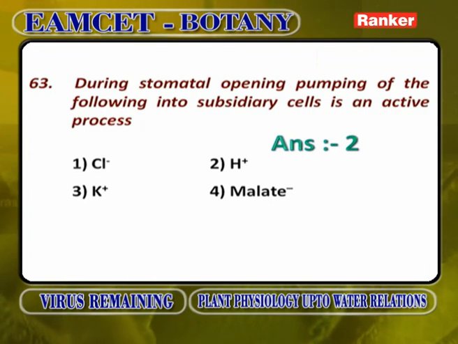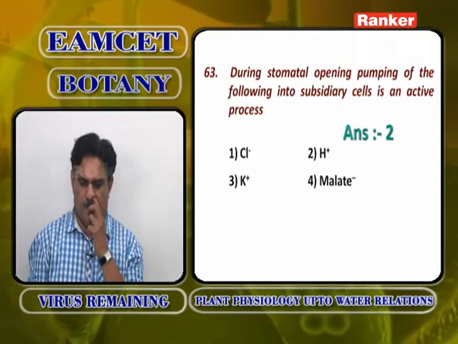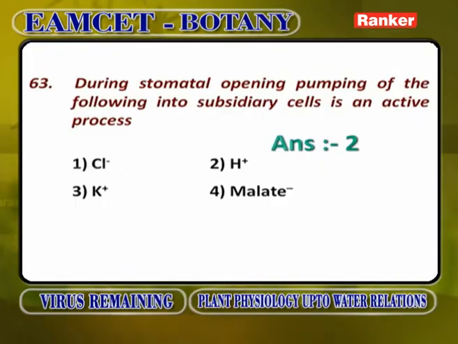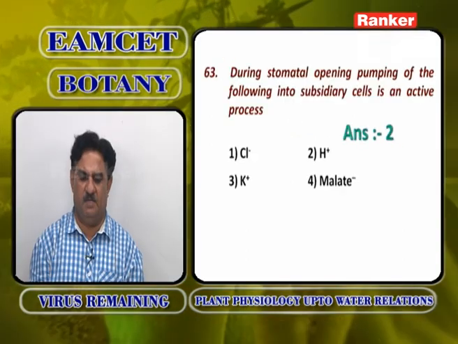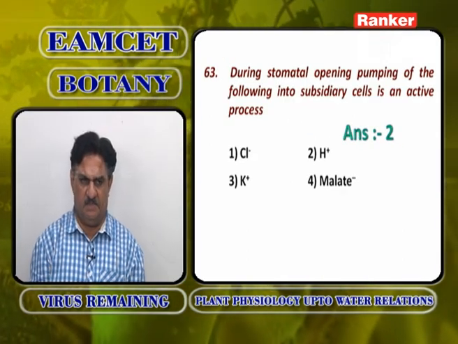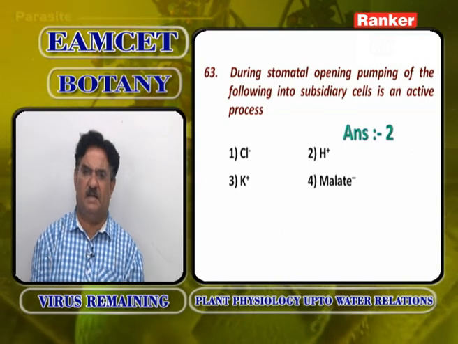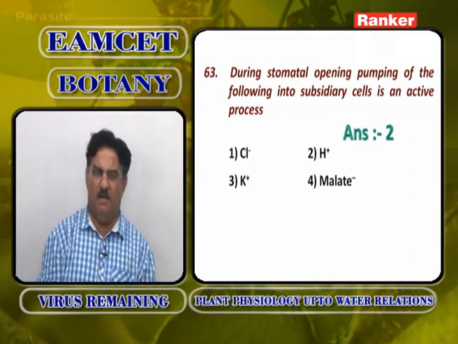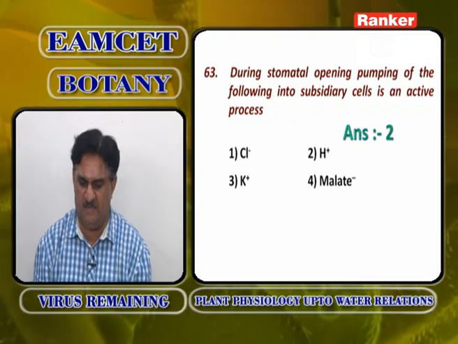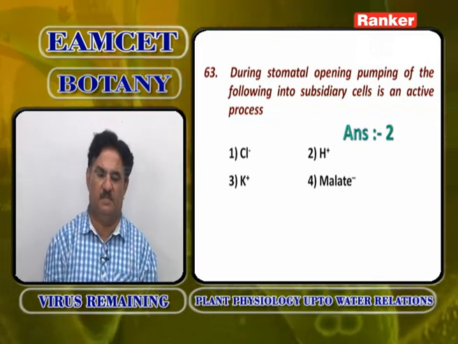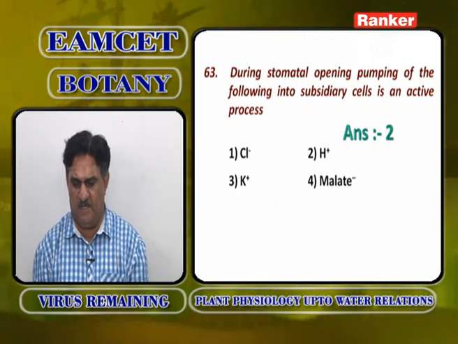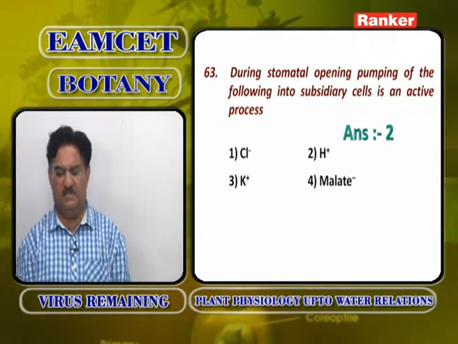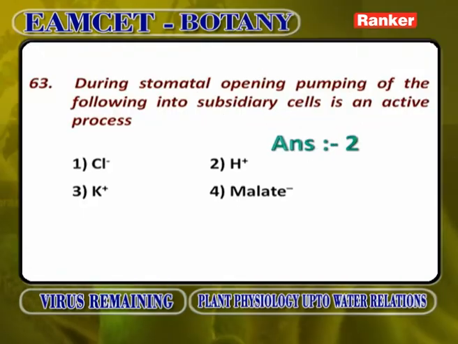During stomatal opening, pumping of the following into subsidiary cells is an active method. Entry of Cl minus, coming out of Cl minus is passive, without utilizing metabolic energy. Entry of K plus, removal of K plus from the guard cells is passive, without utilizing metabolic energy. Malate ions enter, malate ions come out as malic acid, passively, that is without using metabolic energy. During stomatal opening, the pumping that is always active is H plus. H plus ions are pumped out by an active method utilizing ATP.